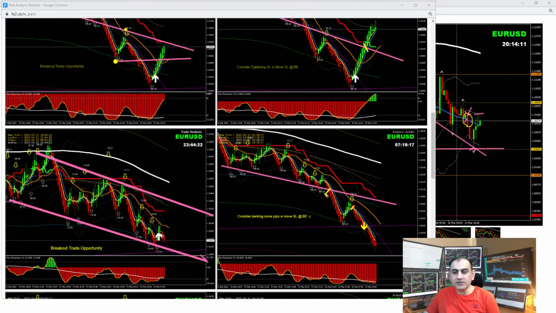Price nicely broke. Even after the breakout, we had a beautiful pullback. This morning price nicely hit the major support level, and that's what I explained to my traders. Let's bank some profit and see how the market is going to develop at the London Open.